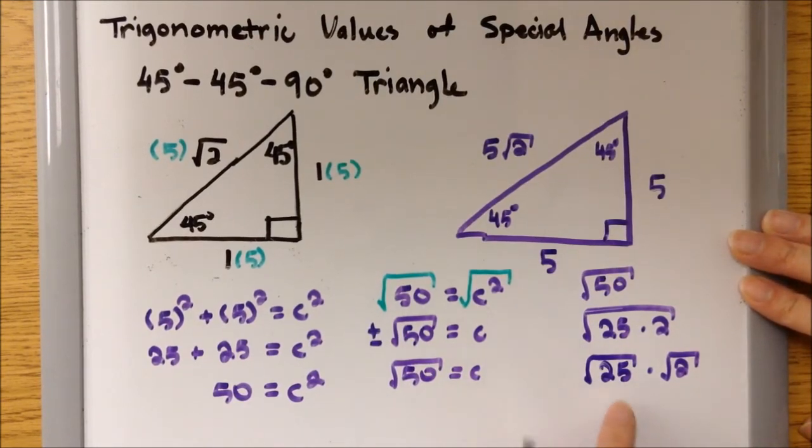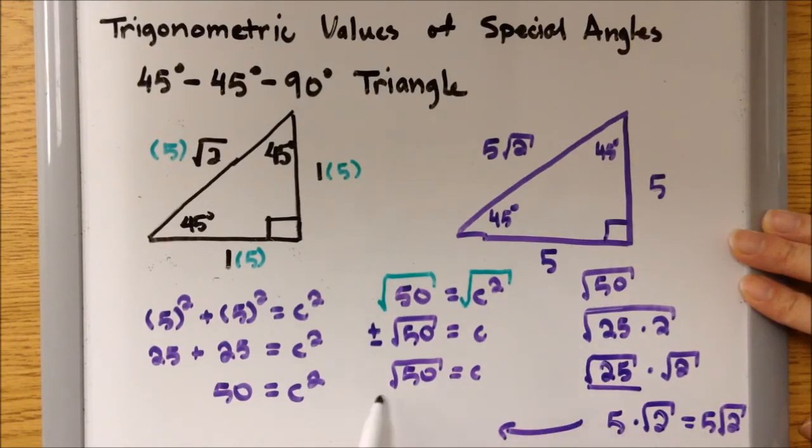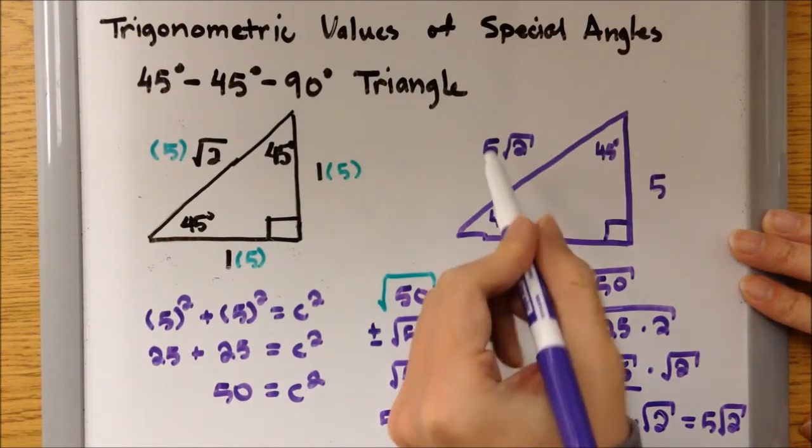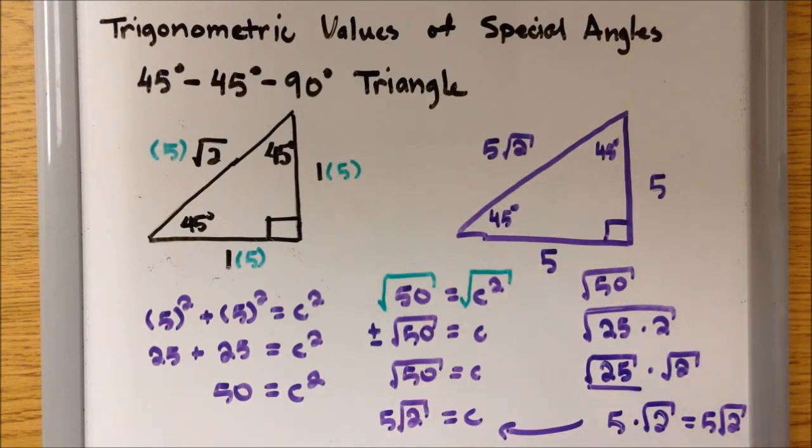Now if we look, this one right here, you can simplify. So the square root of 25 is just 5. Bring down square root of 2, so it's 5 times square root of 2, which is 5 square root of 2. So now I'm going to bring it over here. So the square root of 50 will simplify to 5 square root of 2 equals c. And see that it matches. So there is a pattern.